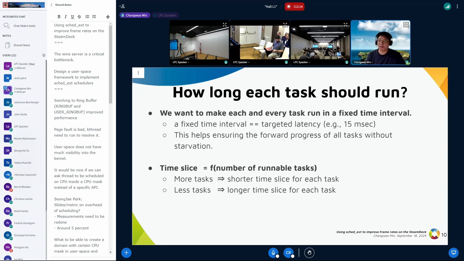Once we decide the virtual deadline, we should decide the time slice. The idea of the time slice calculation is somewhat similar to the CFS scheduling algorithm. We have the concept of targeted latency. For example, within 15 milliseconds, we want to schedule each and every single task to run. That helps ensure forward progress of all tasks without starvation. So basically, the time slice is a function of the number of tasks. If the system has more tasks, we assign a shorter time slice so every task can make forward progress. And if the system has fewer tasks, then the scheduler assigns a longer time slice, so each task can enjoy cache locality.